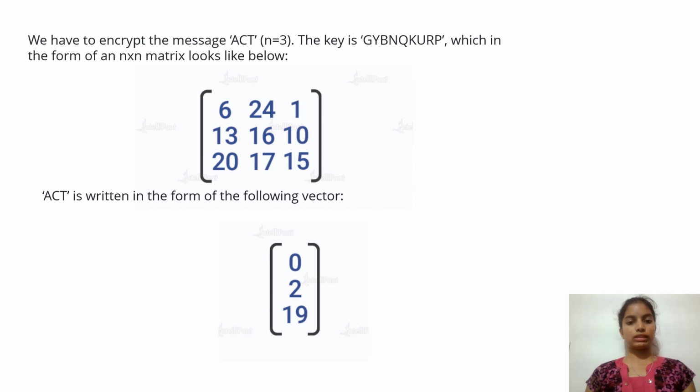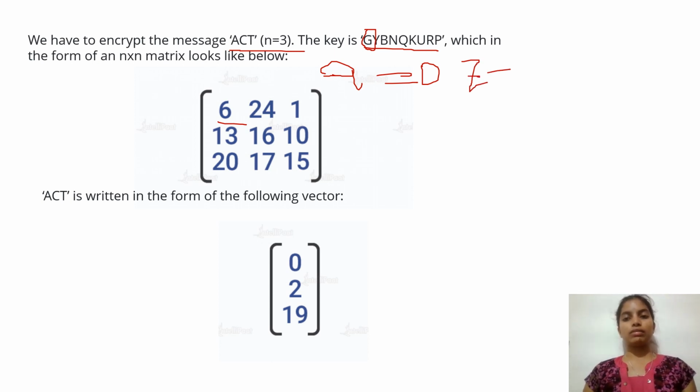Now we will look into an example. We have to encrypt the message ACT where n is equal to 3. The given key for ACT is GYBNQKURP, which in the form of an n cross n matrix looks like this. For G, the value is 6, as A starts from 0 and so on till Z, which has the value 25. For Y it is 24, for B it is 1, and similarly so on.